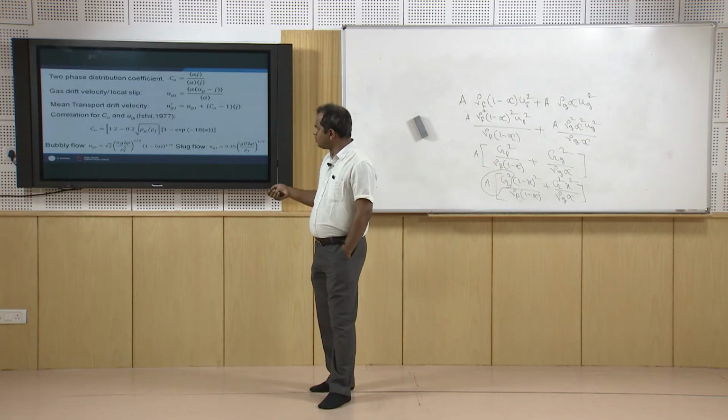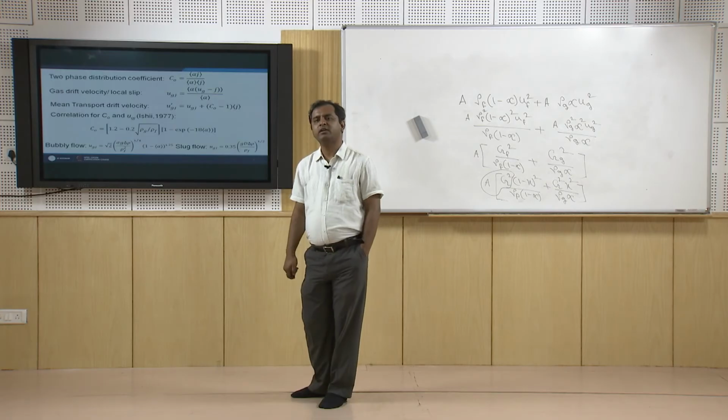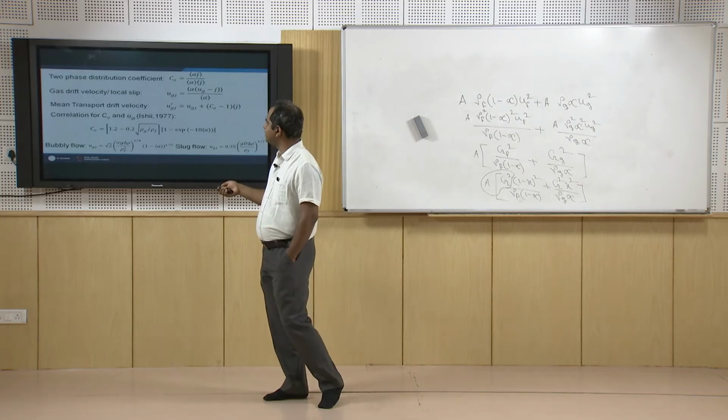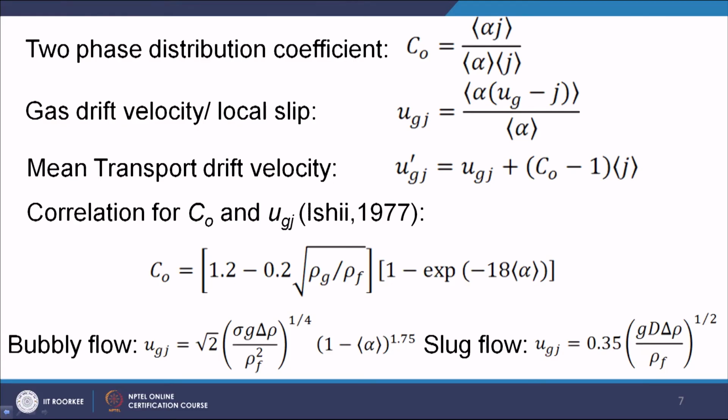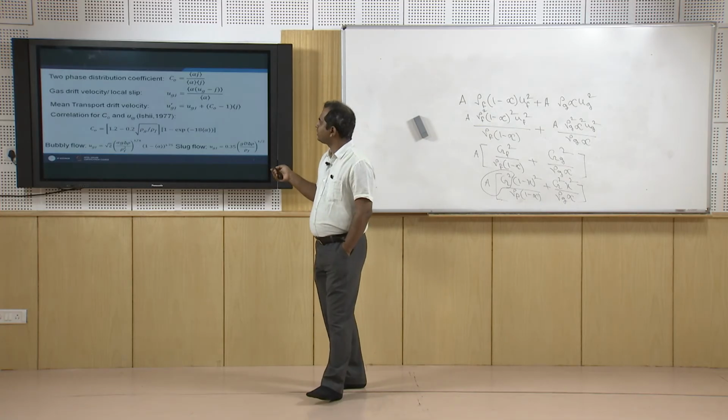Now, for UGJ we once again have several correlations. Ishii has given flow regime based correlations. For bubbly flow he has mentioned UGJ equals root 2 of (sigma g delta rho by rho f square) to the power 1 by 4 into (1 minus area averaged alpha) to the power 1.75, where delta rho is nothing but rho f minus rho g. Similarly, for slug flow he has given a different type of equation, right. So, using these equations you can find out C naught and UGJ, and you can put them over here to get the mean transport drift velocity.